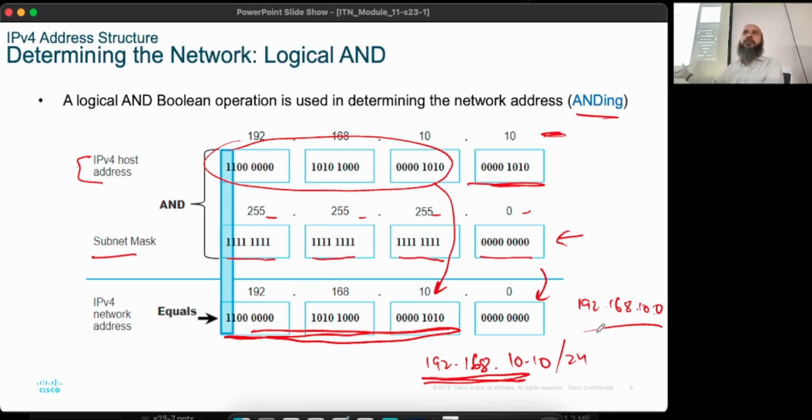So if this is clear, then it's fine. The only question that remains is, what is this thing over here that we got? This thing is the network address. Remember, we have a network of PCs. Each PC has its own IP address, which is unique, right? IP address has to be unique. Each PC has a unique IP address.